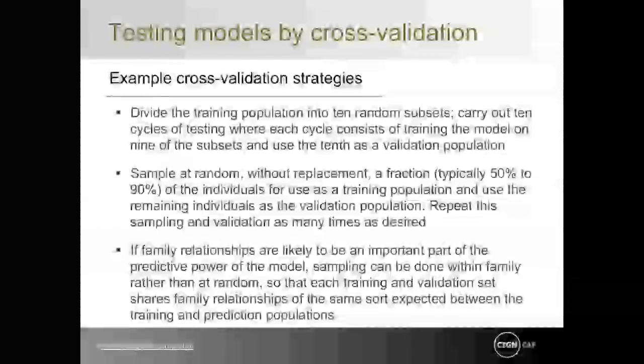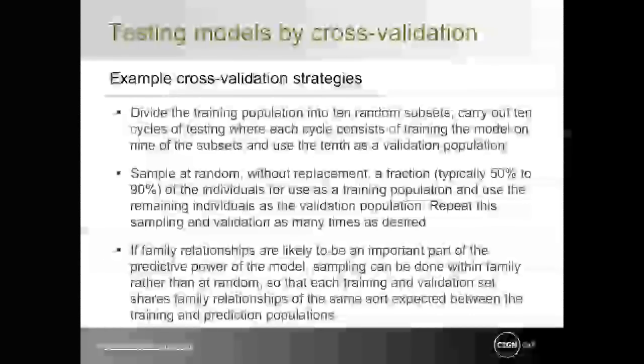The statistical model can be trained on one population, then used to predict the expected phenotypes of individuals in the other population. The predicted phenotypes are then compared with the observed phenotypes to assess the predictive accuracy of the statistical model.